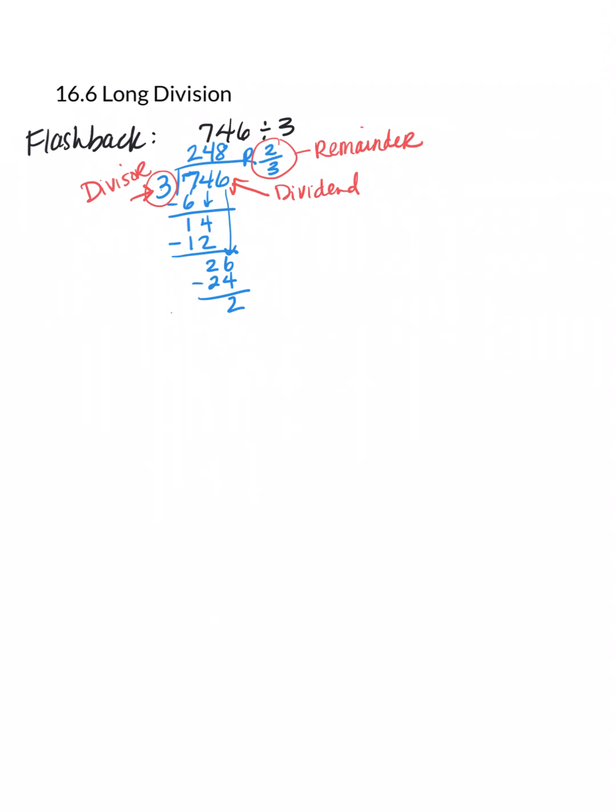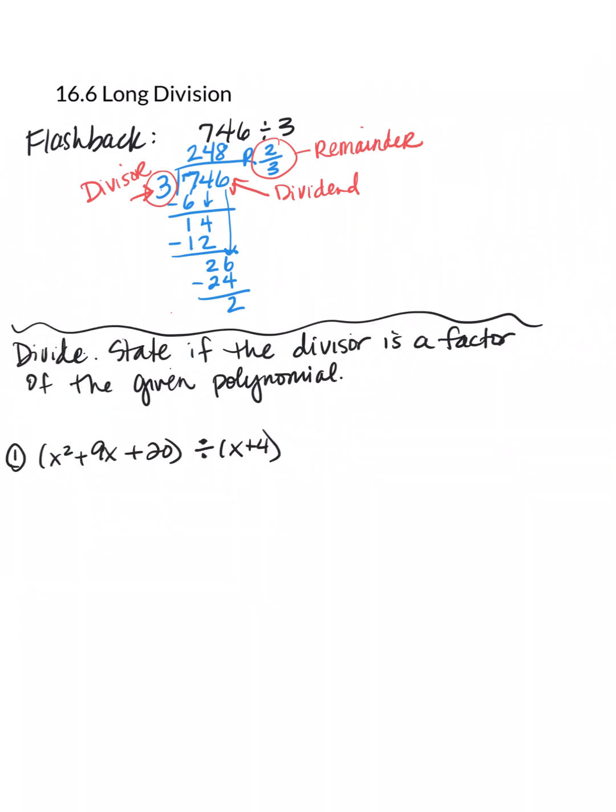Okay, so the same process is what we're going to do. We're just going to throw in some variables today. All right, let's try this out with a polynomial. So this is what goes under the little division house, if you might want to call it that. So I'll have x squared plus 9x plus 20. And this is the divisor, x plus 4. Now, when you divide polynomials, you want to make sure you get rid of that lead term right here. So you focus on that, okay?